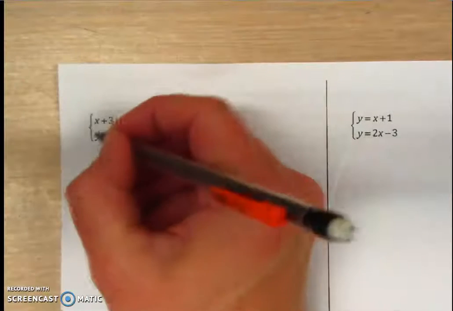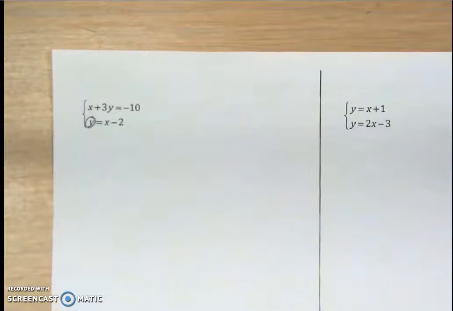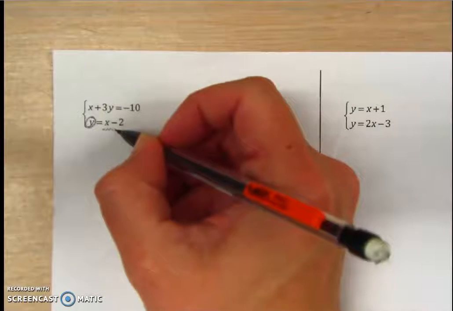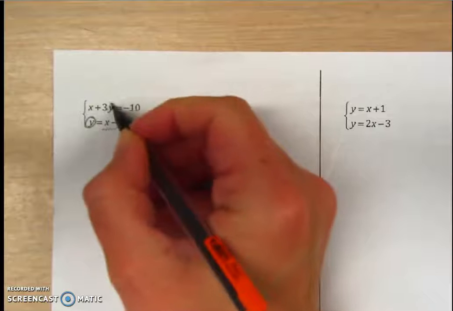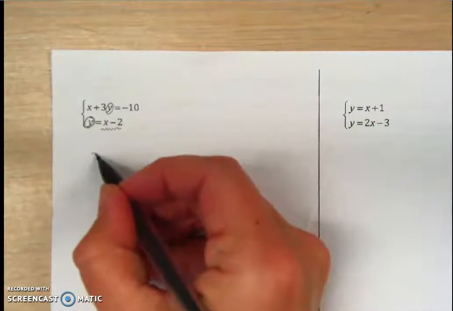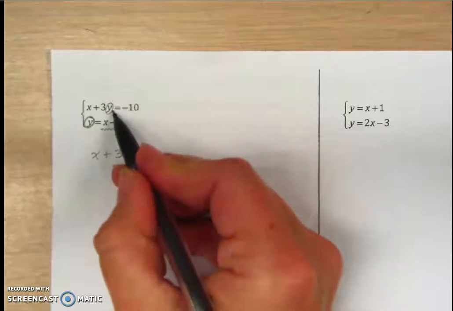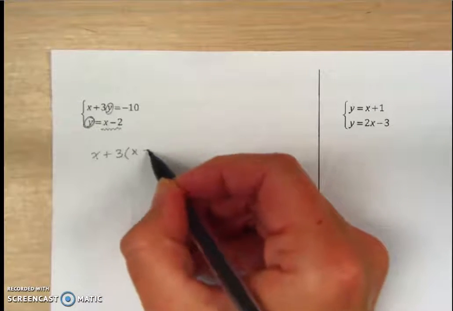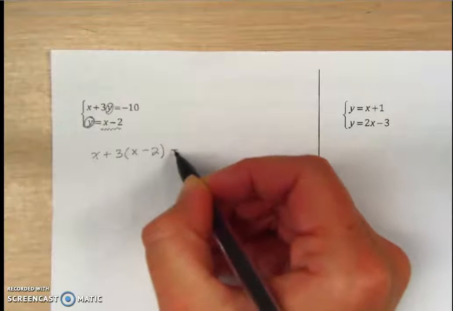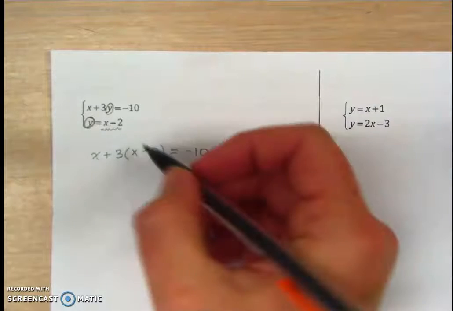Let's keep trying. Here's the back page. I see a y by itself down there, so circle it. Y is equal to this whole expression, and I see a y in the other equation, so I can replace that. So let's write that equation, x plus 3, but instead of y, I'm going to write x minus 2 equals negative 10. Now that it's all the same variable in the equation, I can work it out.